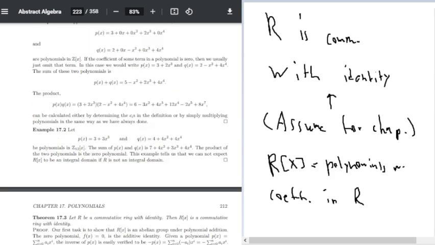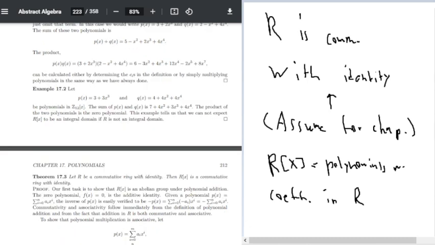Alright. Example 17.2. Let p of x equals 3 plus 3x cubed, and q of x equals 4 plus 4x squared plus 4x to the fourth be polynomials in Z mod 12 of x. The sum of p of x and q of x is 7 plus 4x squared plus 3x cubed plus 4x to the 4. The product of the two polynomials is the zero polynomial.